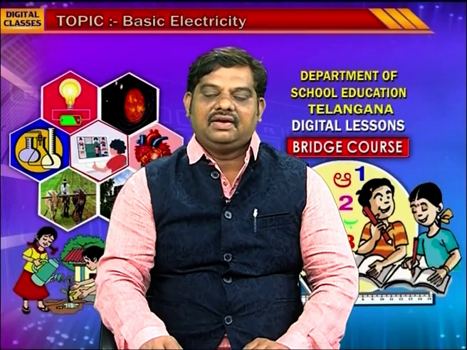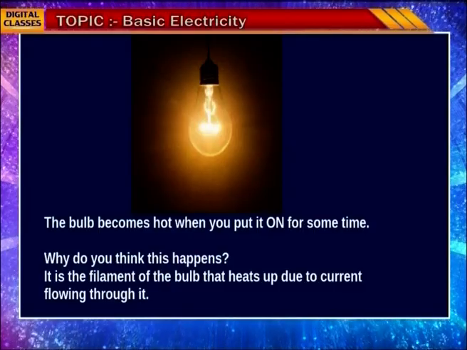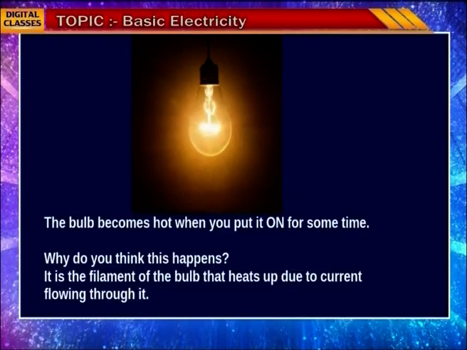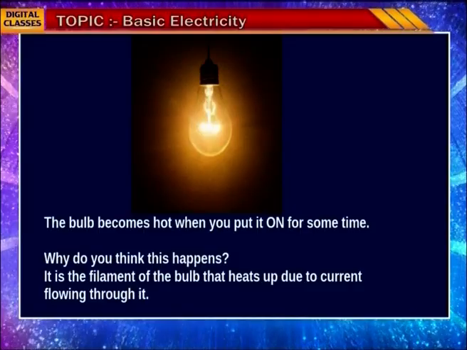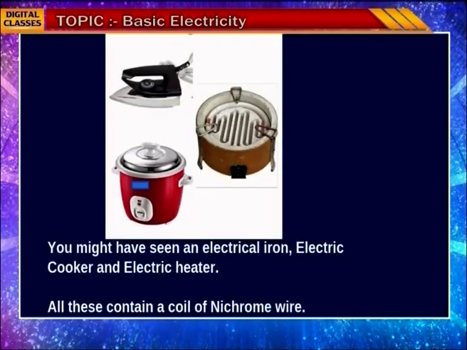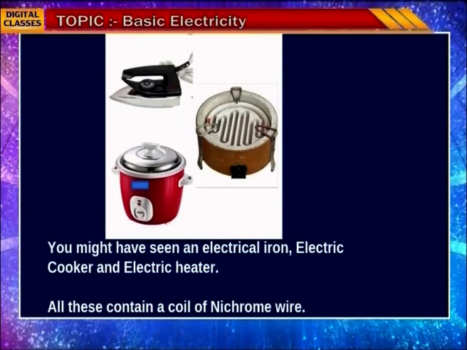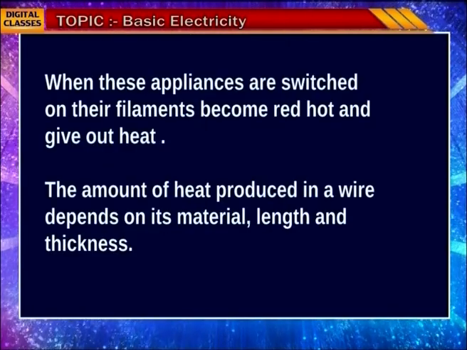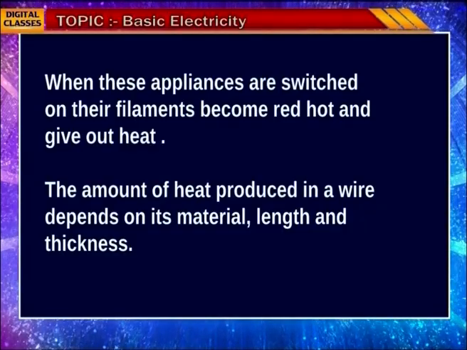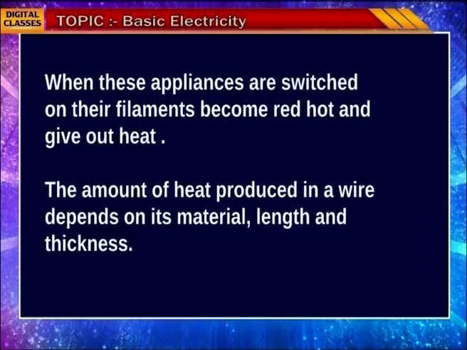Let us know the heating effects of electricity. The bulb becomes hot when you put it on for some time. Why do you think this happens? It is the filament of the bulb that heats up due to the current flowing through it. You might have seen an electric iron, electric cooker, and electric heater. All these contain a coil of nichrome wire. When these appliances are switched on, their filaments become red hot and give out heat. The amount of heat produced in a wire depends on its material, length, and thickness.